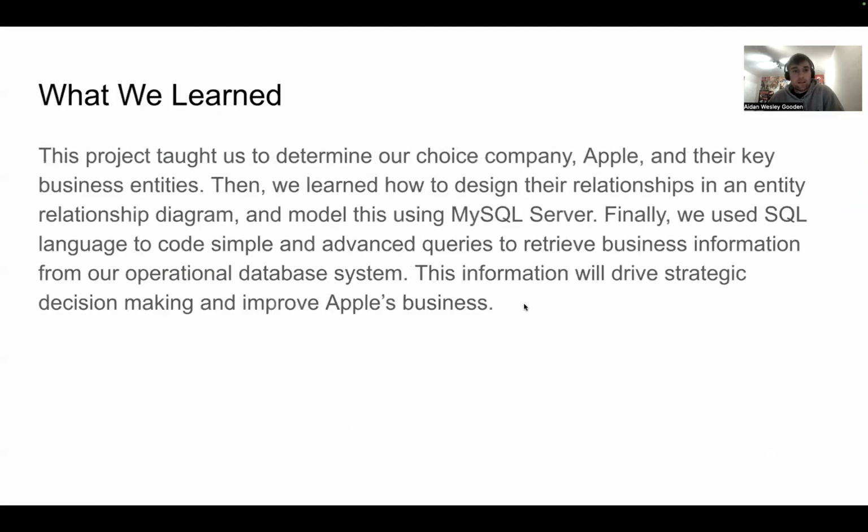Okay. So what we learned, this project taught us to determine our favorite company. Fanil came up with Apple, and that's a good choice. And their business entities, he came up with all of the entities and how they're related to each other. Then we learned how to design their relationships in an ERD, which we learned in this class. And then code this in MySQL Server. And then we used SQL language to retrieve information from our database. And this helps Apple in their decision making and will improve their business.